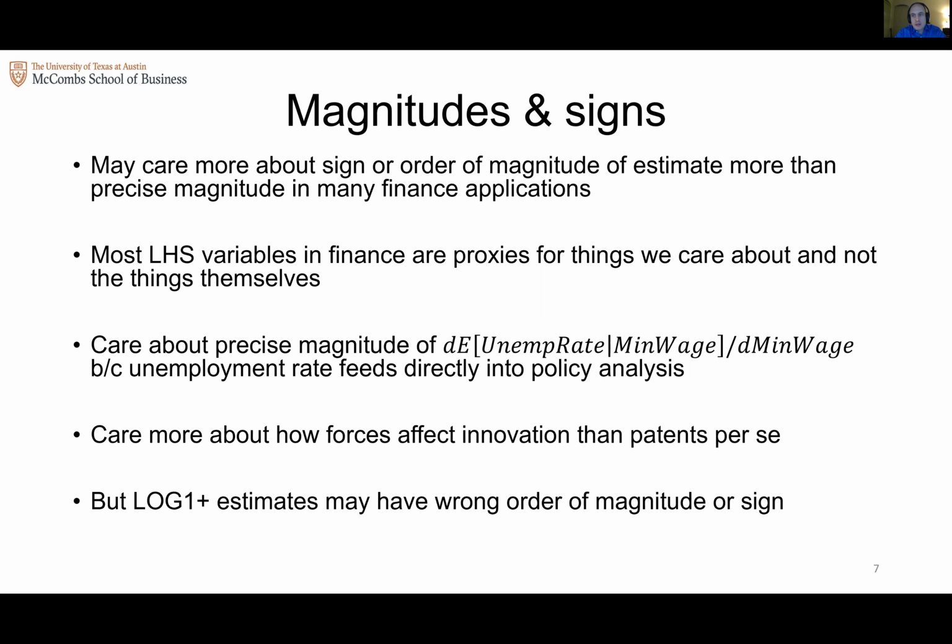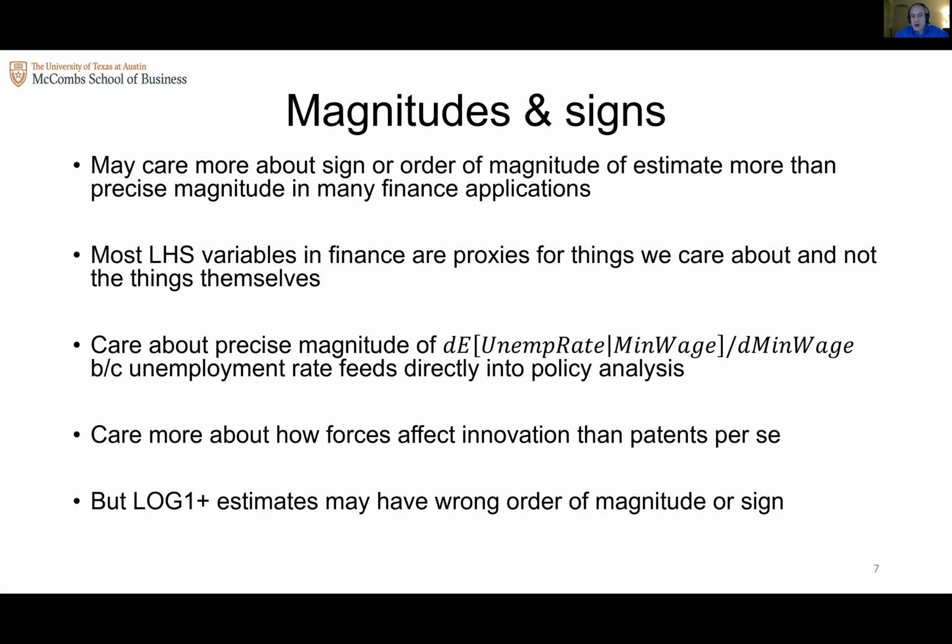If you take an application from something like the labor economics literature, they care a lot about the precise magnitude of the change in the unemployment rate with respect to a change in the minimum wage, because that's going to directly feed into policy decisions. In finance, we don't really care that much about the precise magnitudes because, again, we're interested in saying something about innovation, not about patents per se. And there's no direct mapping from the effect of a covariate on the number of patents into the effect of the covariate on the true measure of innovation. So I think we're more interested in order of magnitude and, in many cases, in signs than we are in those precise estimates.